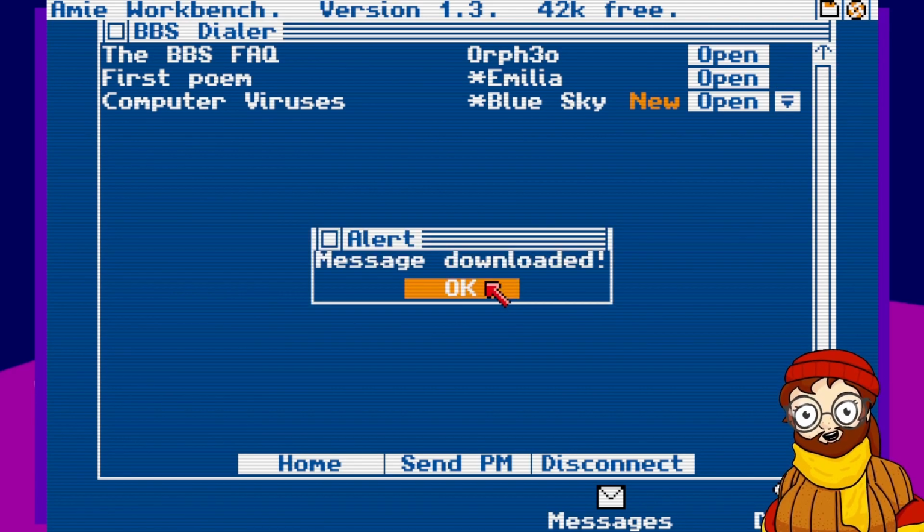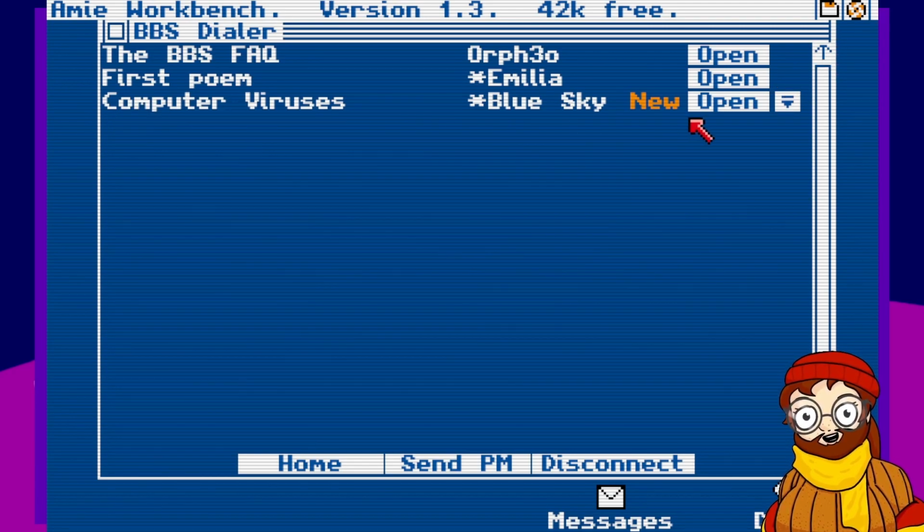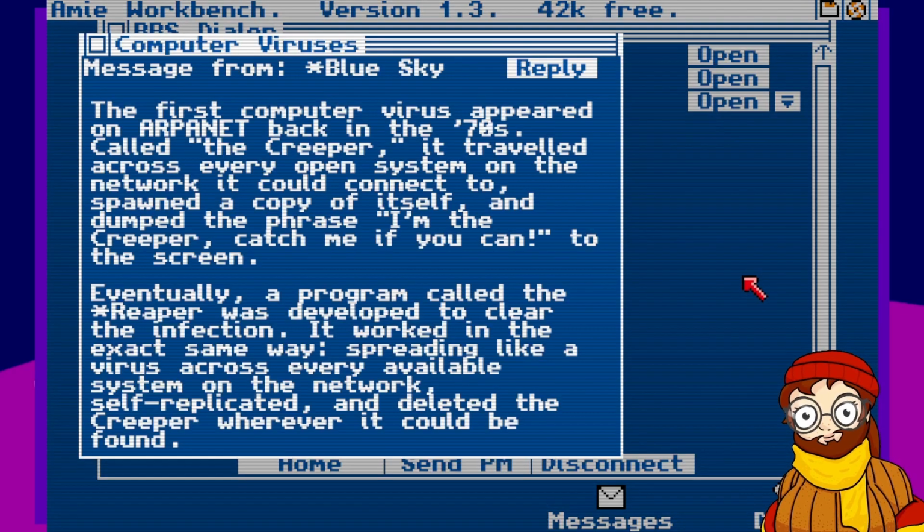Okay. Message downloaded, and computer viruses by Blue Sky. Message from Blue Sky. The first computer virus appeared on ARPANET back in the 70s, called The Creeper.